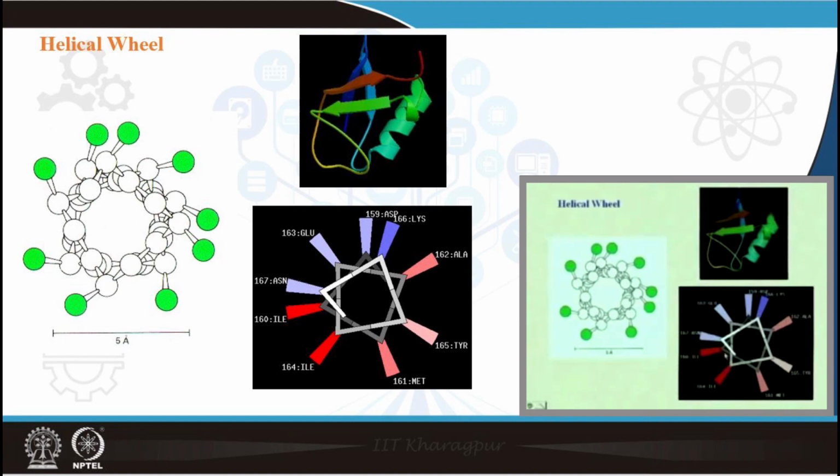Why? Because you know the characteristics of the amino acids. So all these blue ones are going to be here, outside. All the red ones are going to be inside. Why? Because they are hydrophobic in nature. And all the blue ones are going to be outside, because they are hydrophilic in nature. They will interact with the solvent.